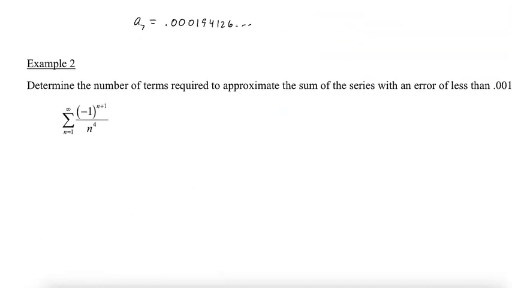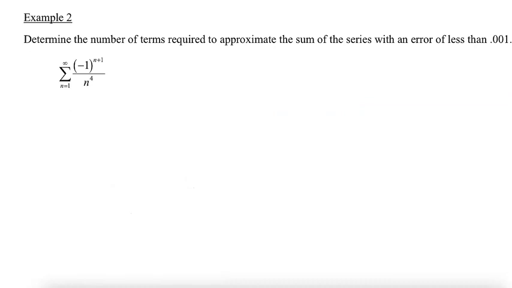Okay, moving on. Determine the number of terms required to approximate the sum of the series with an error of less than 0.001. Well, my error has to be no more than the absolute value of the next term. This is alternating, it does converge, the limit goes to 0. So the error has to be less than 1 over n plus 1 to the 4th, and my error needs to be less than 0.001.